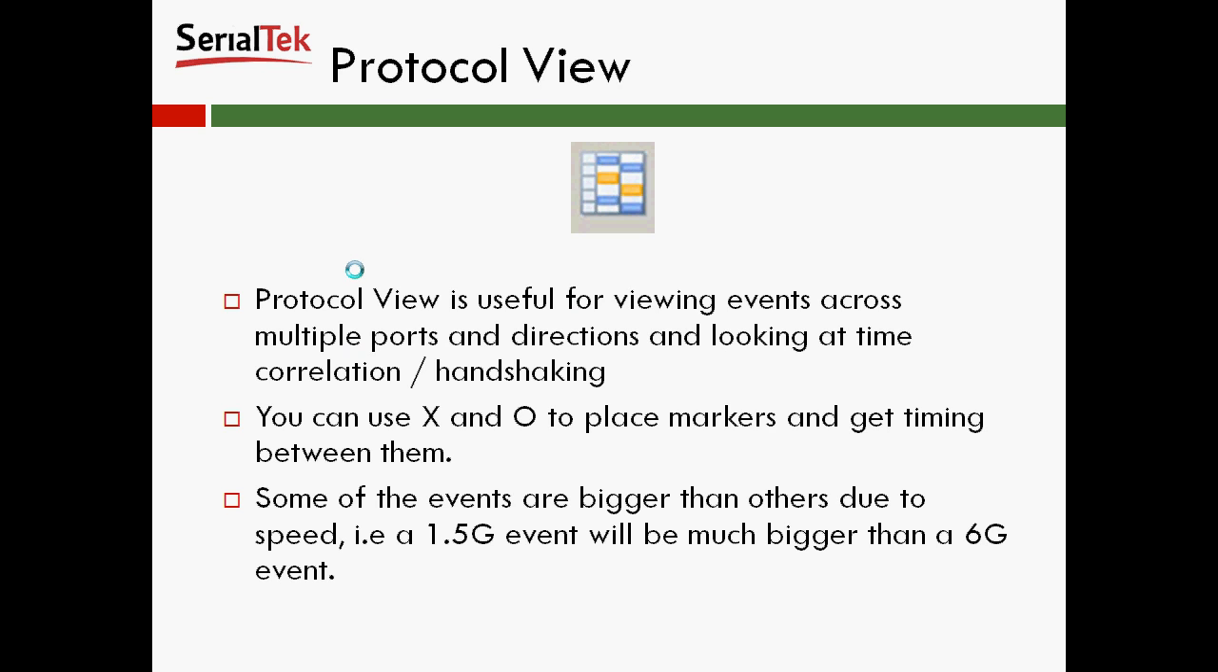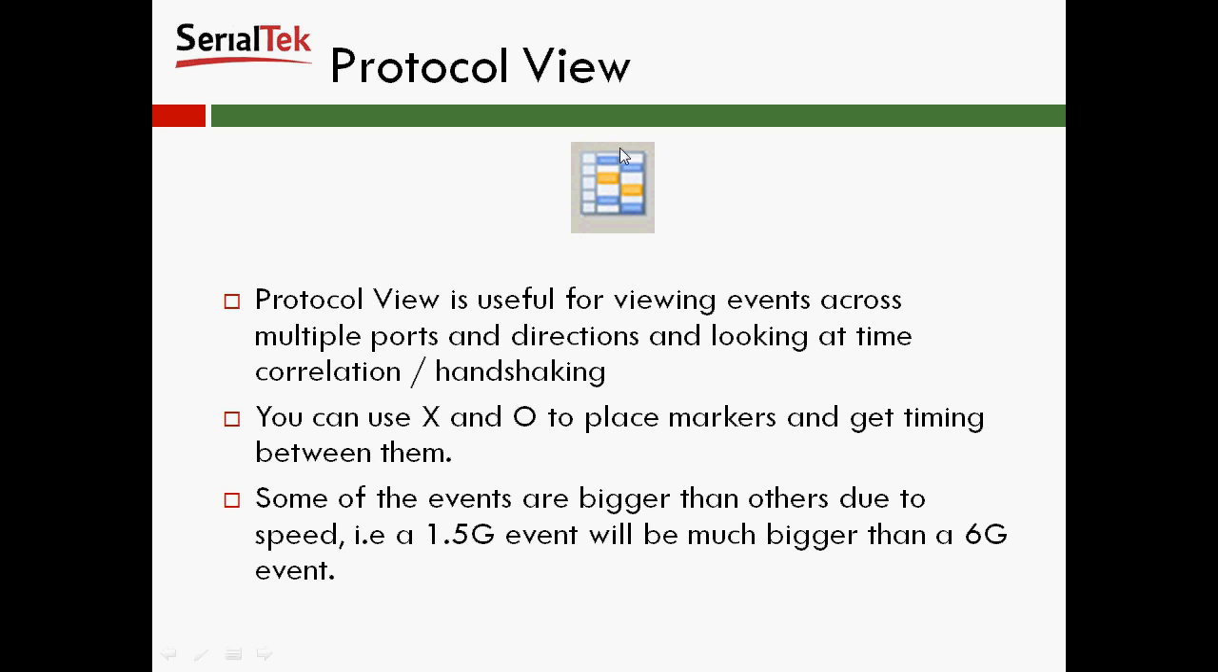Handshakes could be things like set an X marker on the first hold and set an O marker on the first hold A, or set an X marker on PM rec partial and an O marker on PM ack to see the time between the two events.